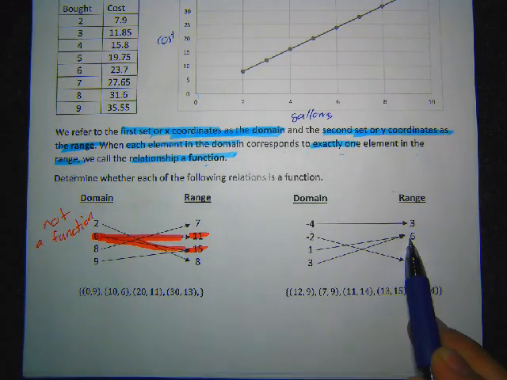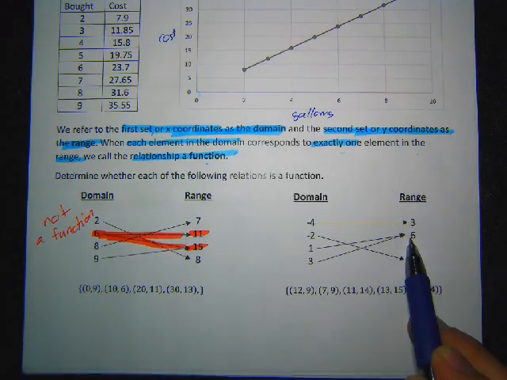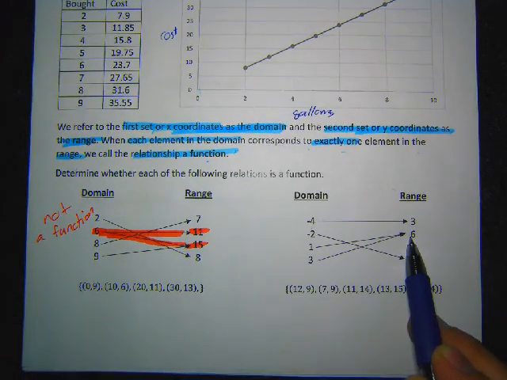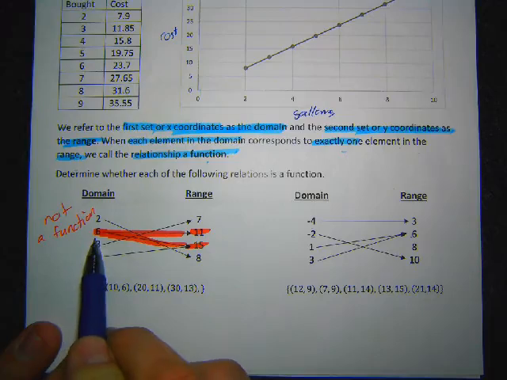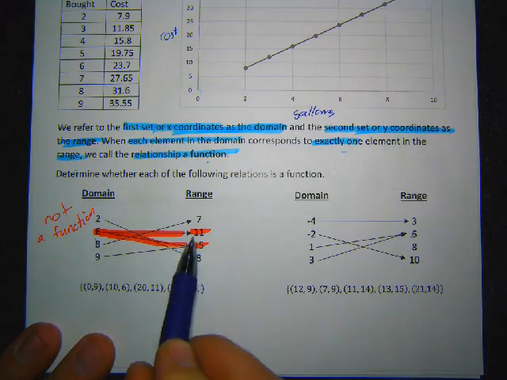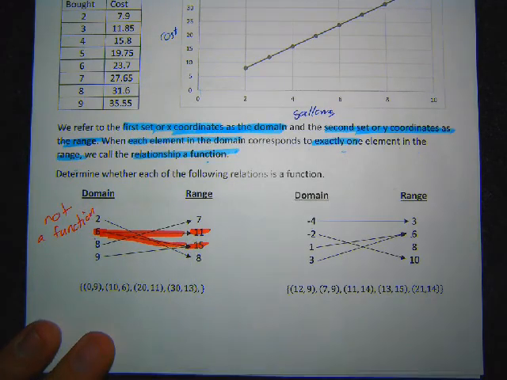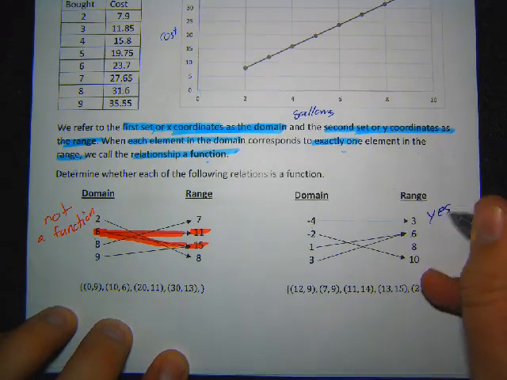There is a function that I like to call the boring function. It's a function where it just gives you the same number over and over again. And that's still a function because every number is giving you just one answer. The problem is when one number you put in gives you two different answers. We don't want that. That's not a function. This one, yes, this is a function.